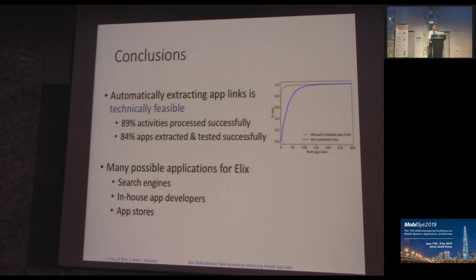And also app stores, because app stores want apps to be successful, right? And if you want to make sure that, first of all, your apps don't inadvertently expose some sorts of hidden links, you can use Elix to figure that out. But you can also use it in a positive sense to expose more links, and then this allows other, let's say, websites to land on a certain page in the app, thereby improving user experience.